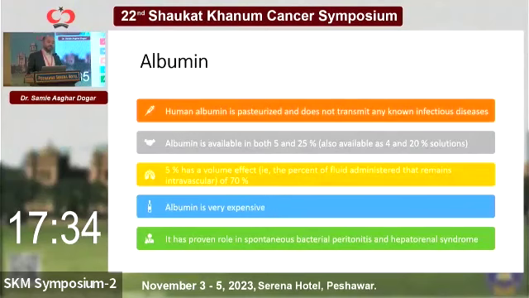Human albumin is pasteurized and does not transmit any known infections. It's available in 5 and 25%, also available in 4 and 20%. In my center, we have 20% albumin available. It is very expensive. It has proven role in certain conditions like spontaneous bacterial peritonitis and hepatorenal syndrome.